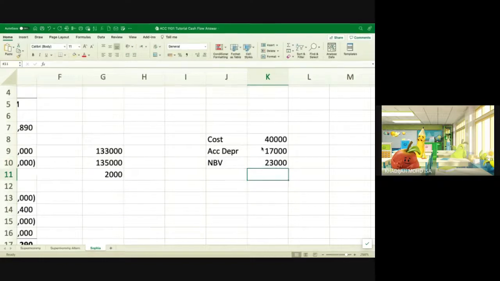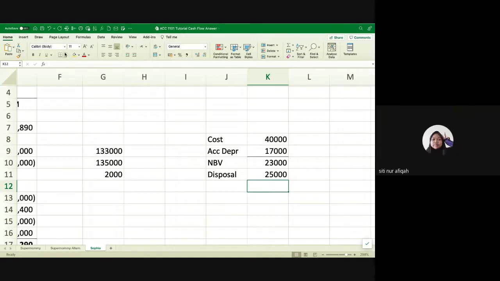Right, but how much is your disposal? Right, the disposal price is 25,000. It means that the net book value of the asset is 23,000, but you managed to sell the asset for 25,000. Is that a gain or a loss on the disposal?